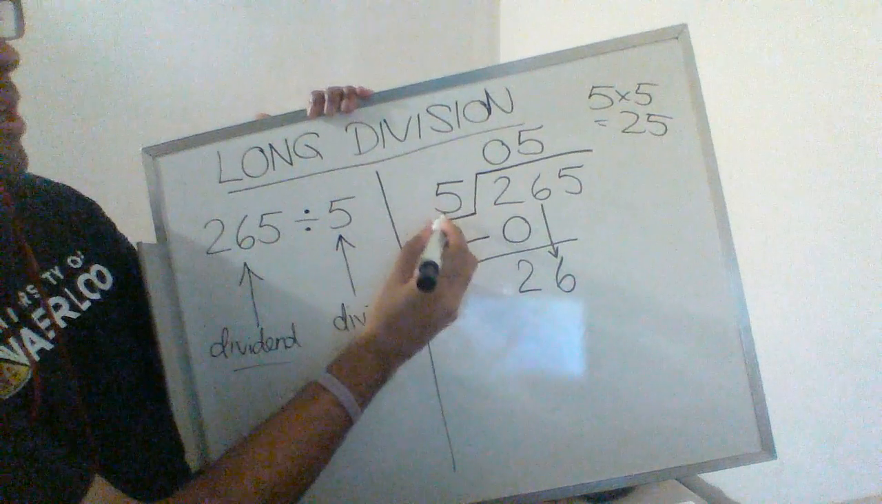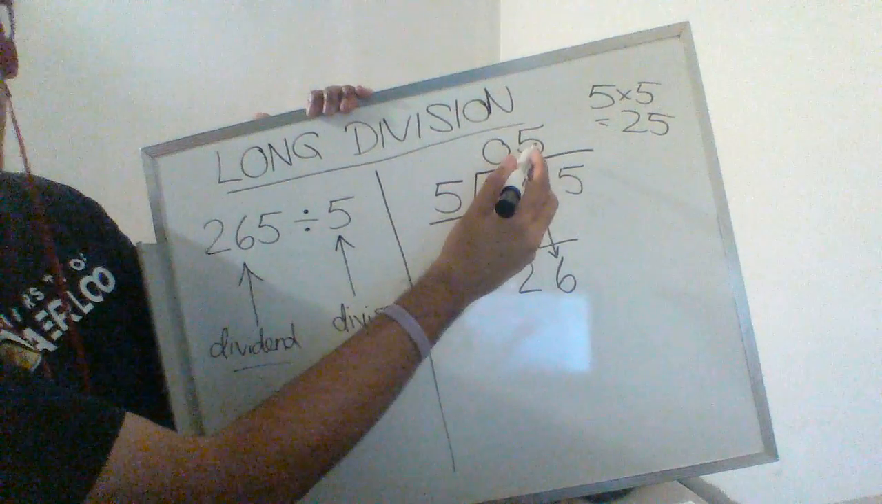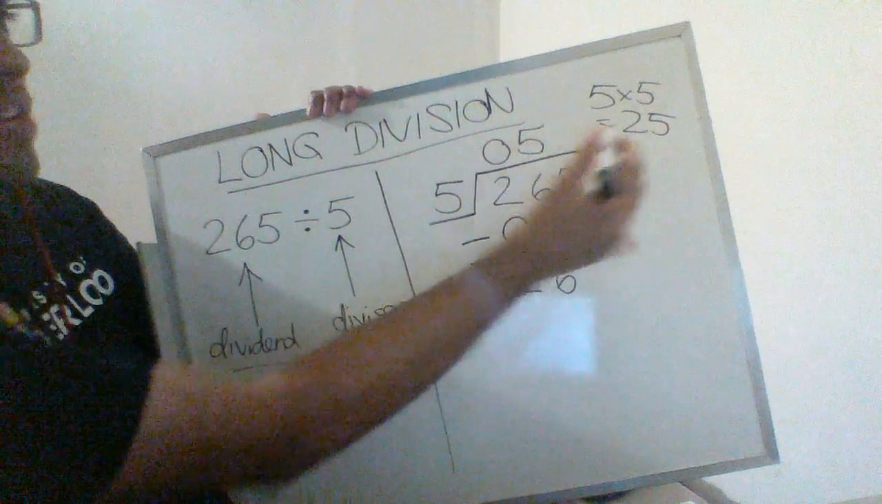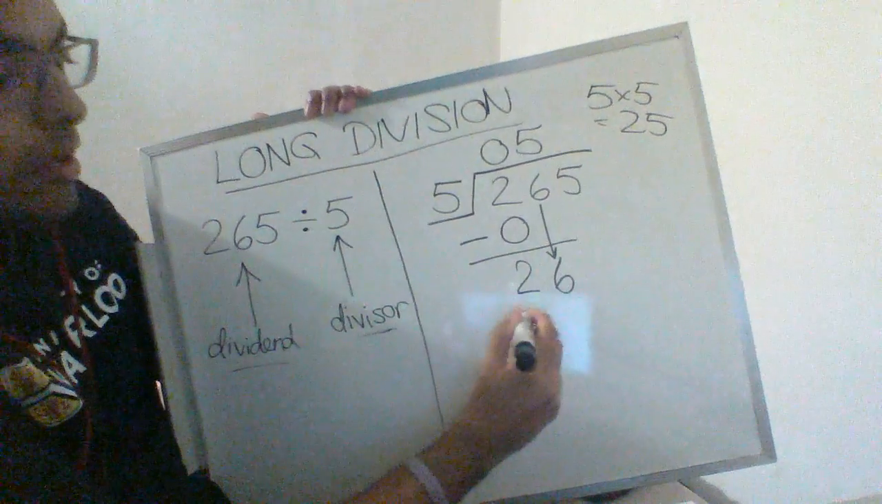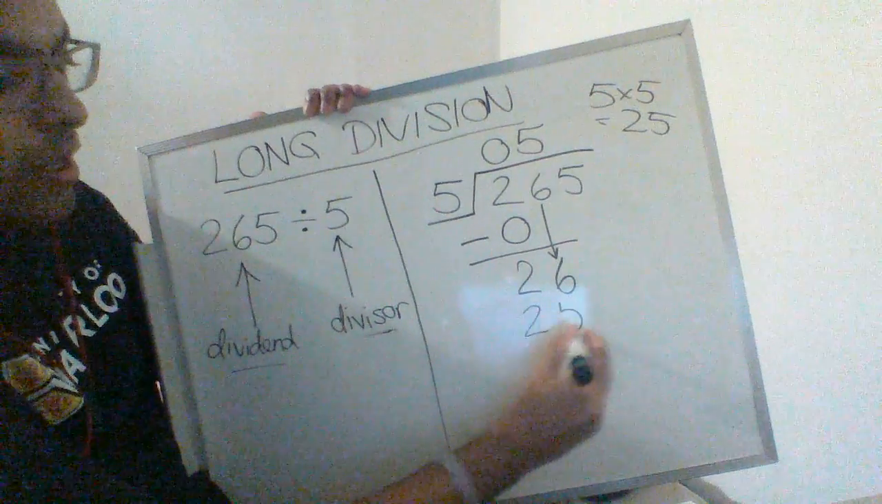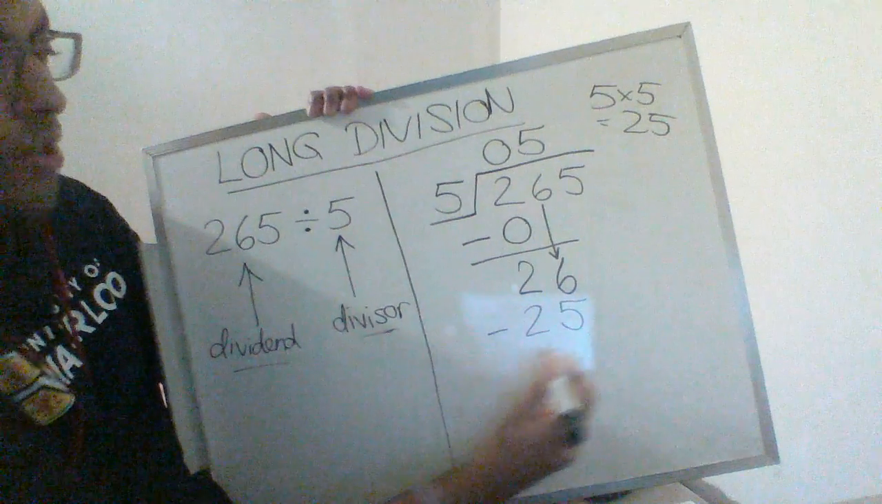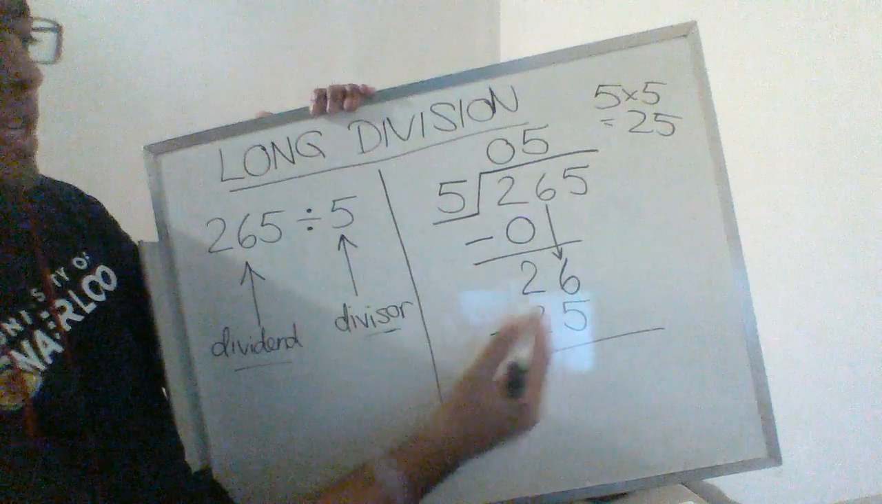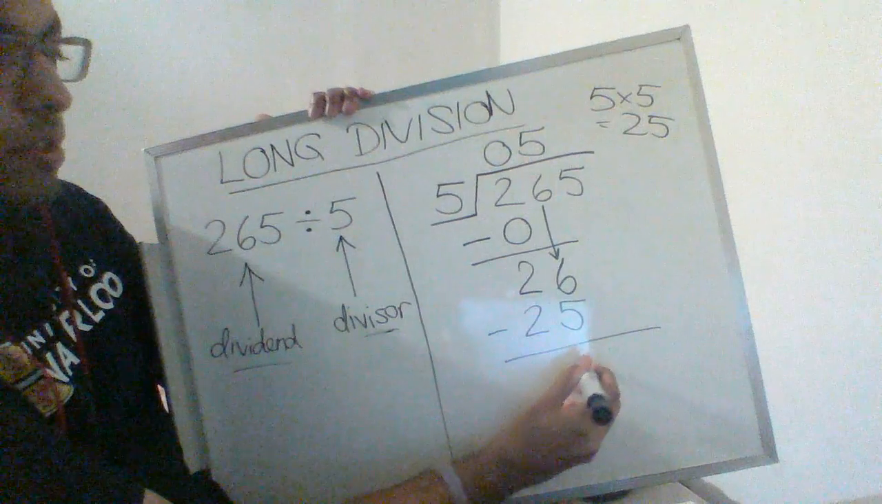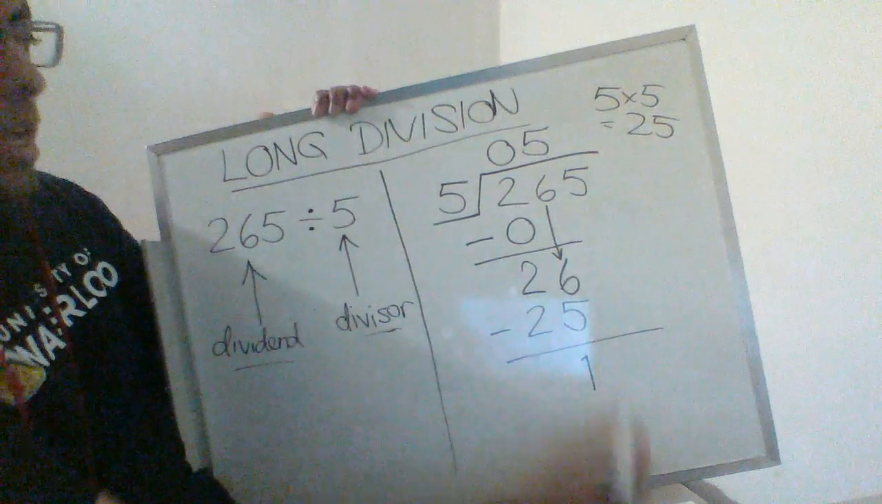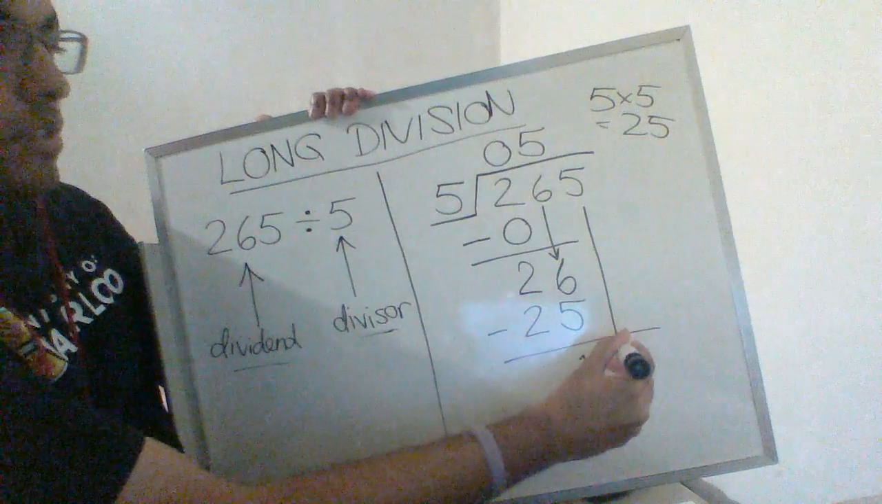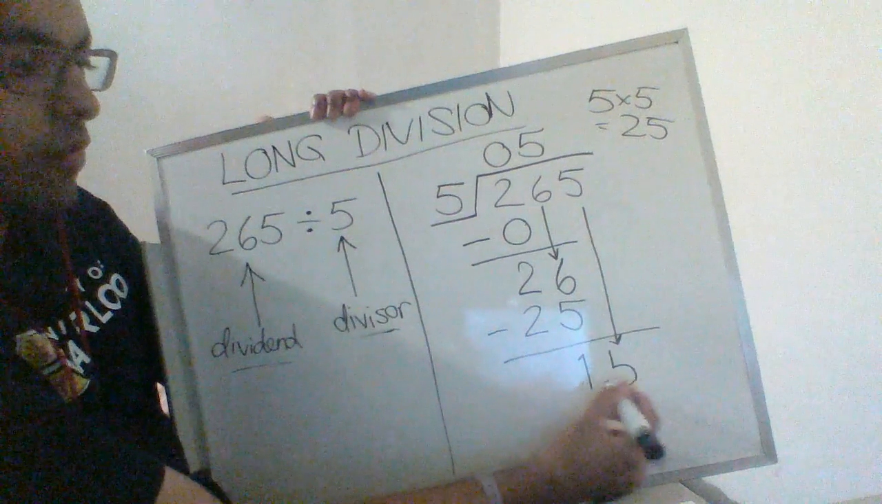So your next step is you multiply this 5 by the number you just wrote down. So that 5 up top, 5 times 5 is 25, we already know that. We put the 25 down here, and we subtract. 26 minus 25 will leave us with just 1. And our next step is to pull down this 5 over here.